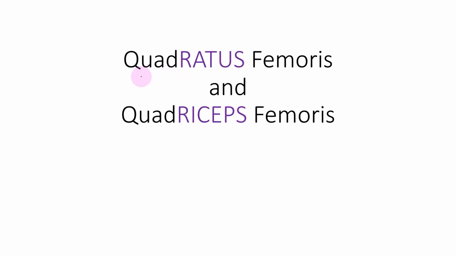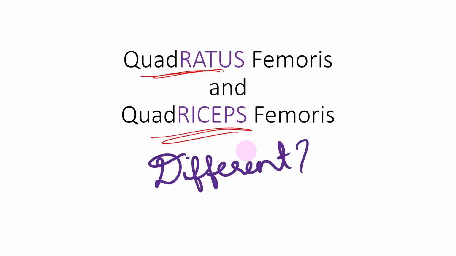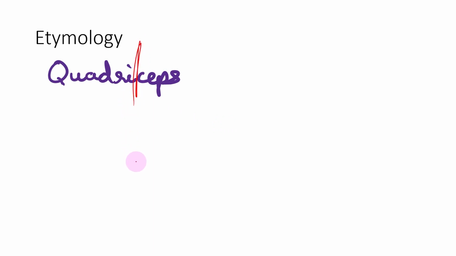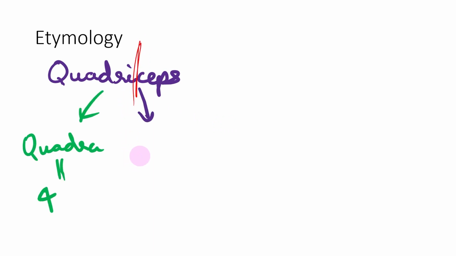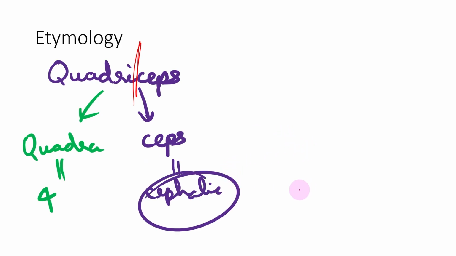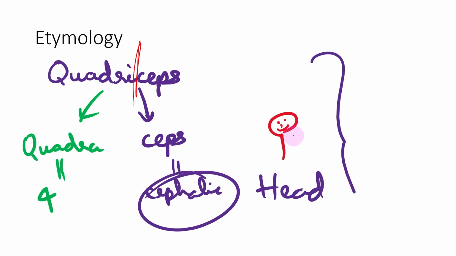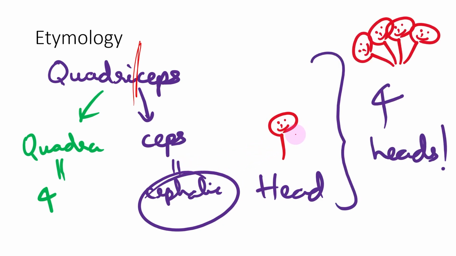What is the difference between quadratus femoris and quadriceps femoris? Are they the same or are they different? Let us have a look at the etymology of the word quadriceps. Quadriceps can be cut into two words. Quadra means four, and ceps originates from the word cephalic, which means head. So together, quadriceps actually means four heads.